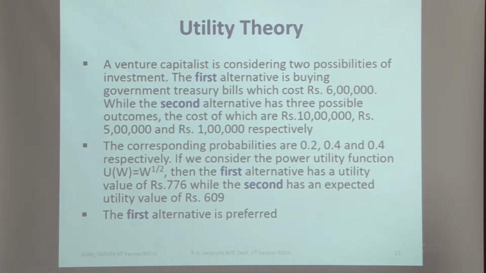If another person comes, his or her utility is different, say for example, it is W square. In that case, what would be the utility of that person from decision 1? It will be square of 6 lakhs multiplied by 1. For the same person, for the second decision, it will be square of 10 lakhs multiplied by 0.2, square of 5 lakhs multiplied by 0.4, square of 1 lakh multiplied by 0.4. So, similarly, depending on the utility function, you can find it out. In this case, the first alternative has a utility of 776, the second has 609, hence the first alternative would be preferred, but that would be for the case for whom the utility function is square root of W. So, it can change from person to person.